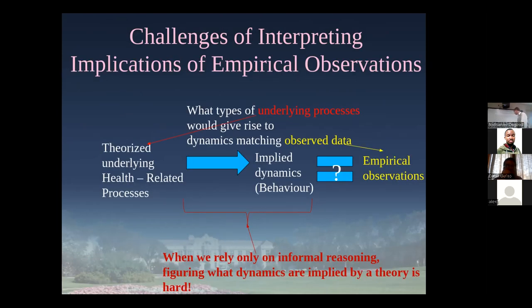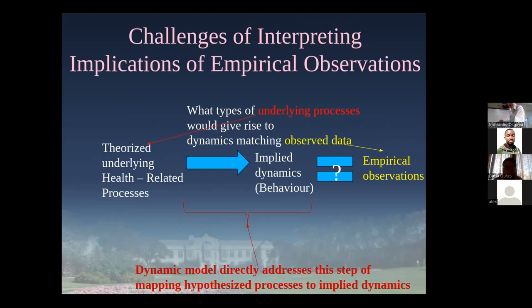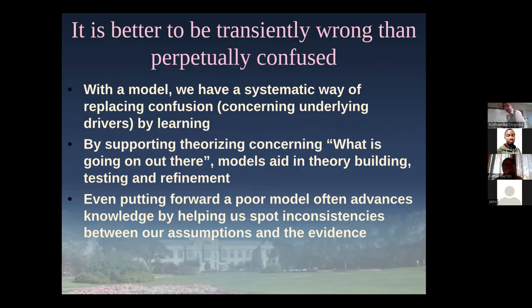So instead of relying on informal reasoning that links up our theory of what's in the world to observed data, and we try to interpret, does that data support our theory in our head? We can instead use a model to test that, to say, does this theory produce results when we run the model that are similar to what's observed from the world or to what people who are experts from the world, who are stakeholders or people with lived experience in the world have observed.